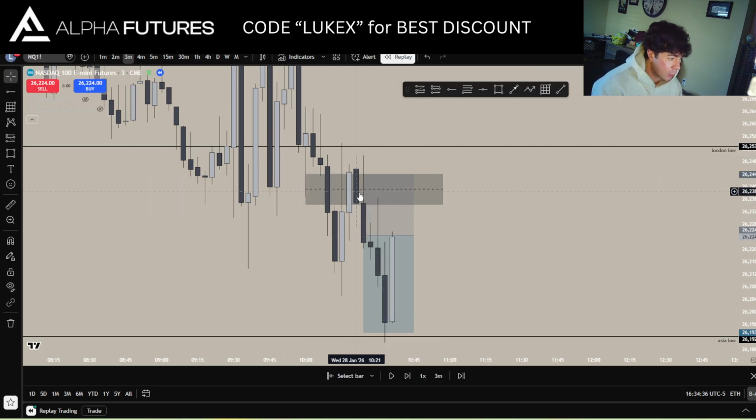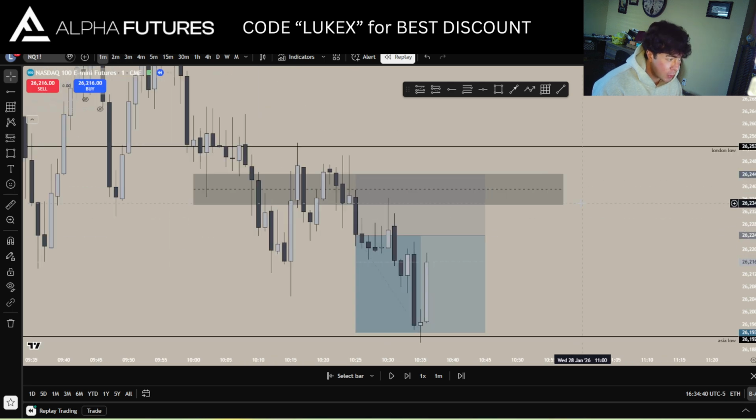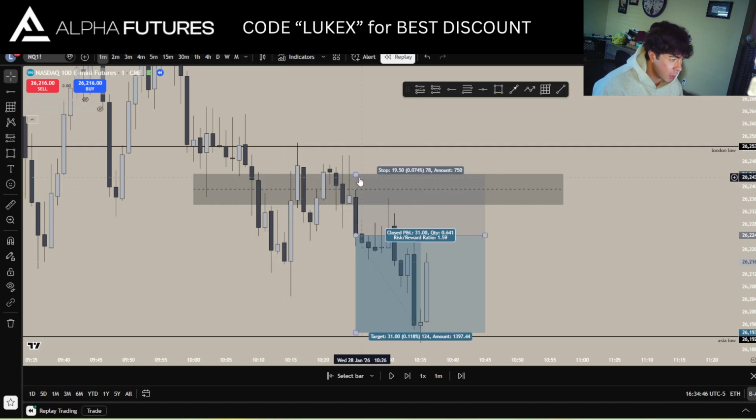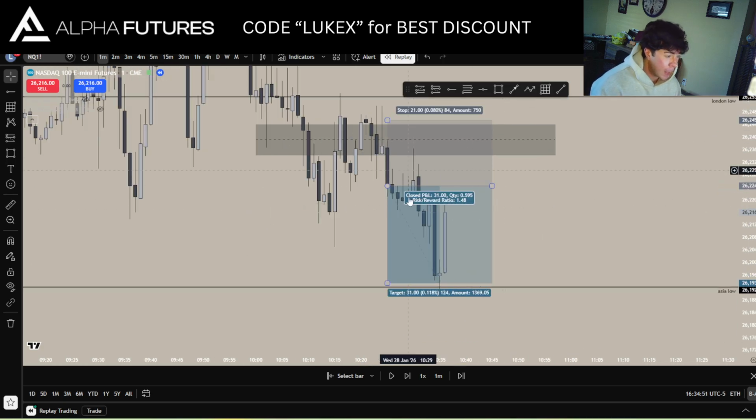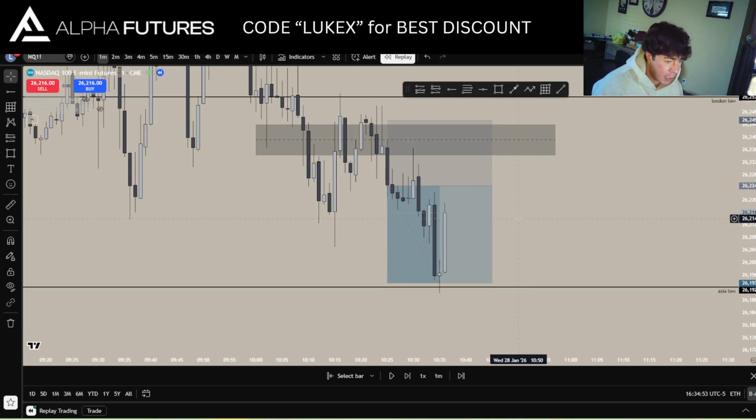We pull back into this 3-minute bearish fair value gap and we respect it. Now we're just looking for an entry confirmation. We could take this 1-minute inversion. As you can see right here, we get this 1-minute inversion with the strong displacement candle. You could run your stop here, or you could run it above the gap. It doesn't really matter. And you're targeting the next draw on liquidity, which in this case is Asia low.